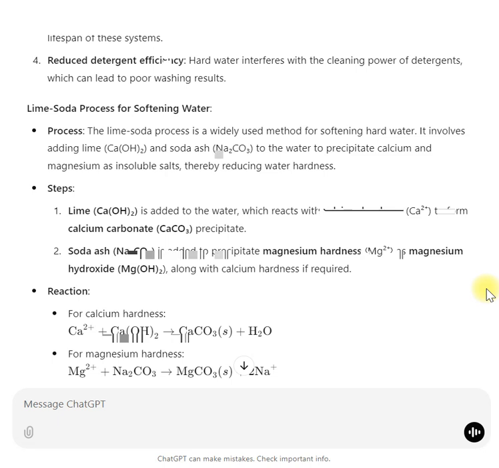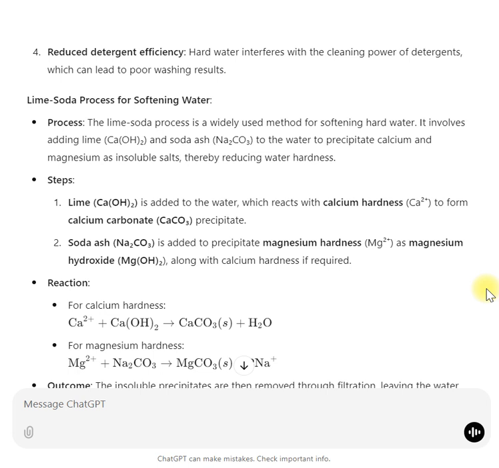Lime soda process for softening water. Process. The lime soda process is a widely used method for softening hard water. It involves adding lime, Ca(OH)2, and soda ash, Na2CO3, to the water to precipitate calcium and magnesium as insoluble salts, thereby reducing water hardness. Steps. 1. Lime, Ca(OH)2, is added to the water, which reacts with calcium hardness, Ca2+, to form calcium carbonate, CaCO3, precipitate. 2. Soda ash, Na2CO3, is added to precipitate magnesium hardness, Mg2+, as magnesium hydroxide, Mg(OH)2, along with calcium hardness if required.